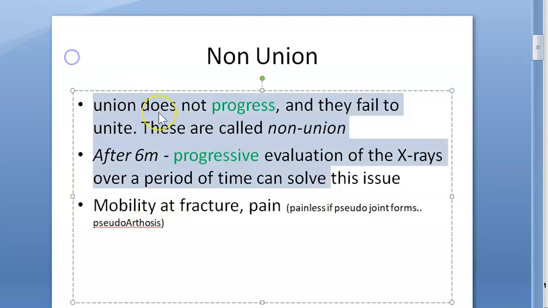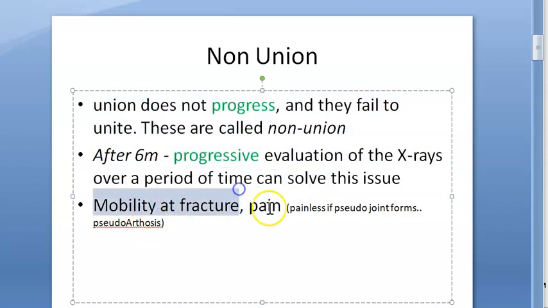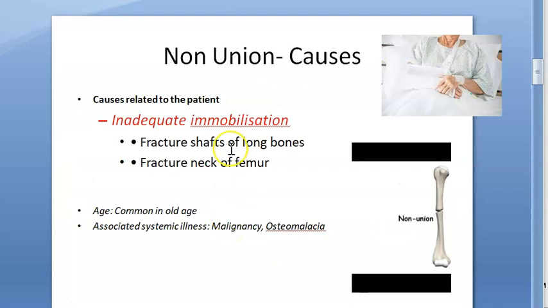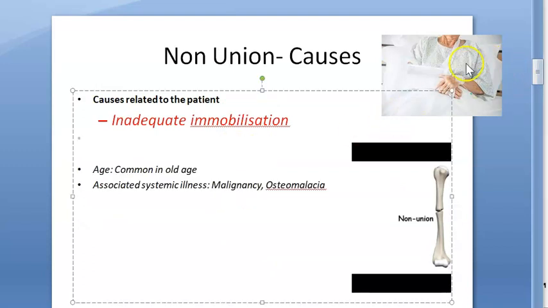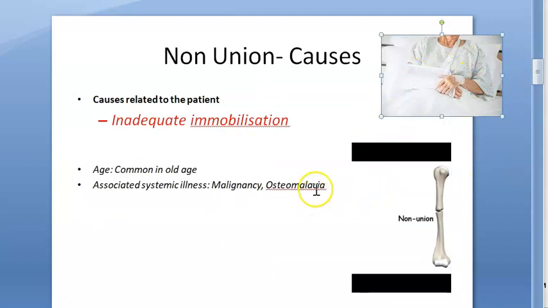This is and all, you have to use x-rays, etc. Otherwise, if there is mobility at the fracture site or pain at the fracture site, then you can suspect a non-union, isn't it? The causes of non-union: there is inadequate immobilization, or old age, so old age osteoporosis, etc. Malignancy is there, or osteomalacia is there, the person doesn't have enough calcium, vitamin D, right?